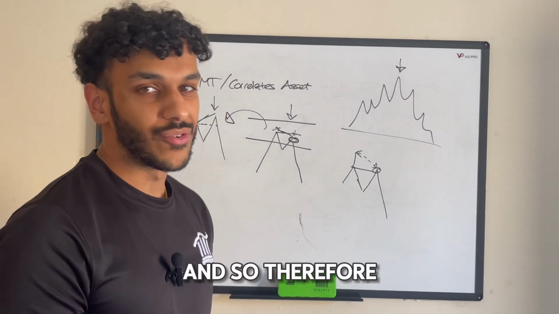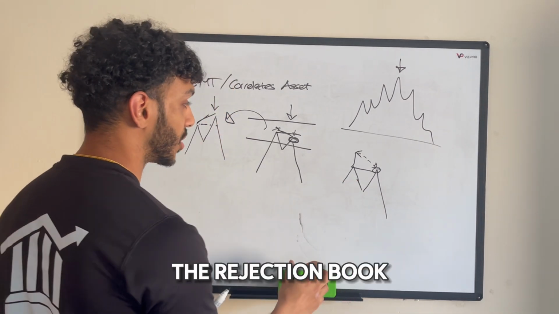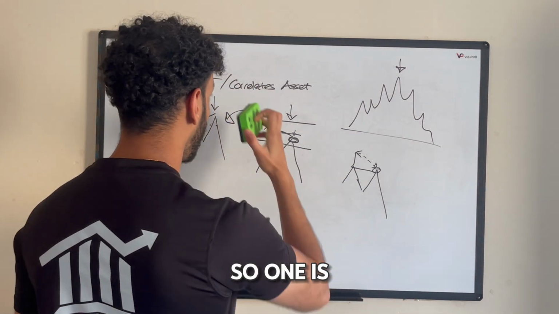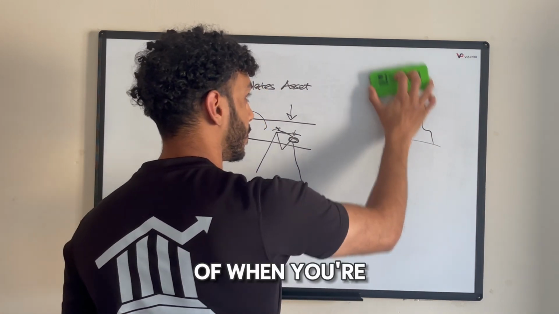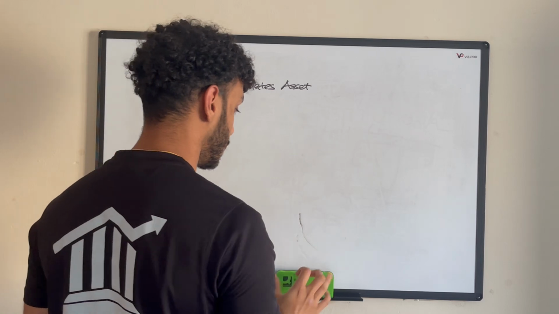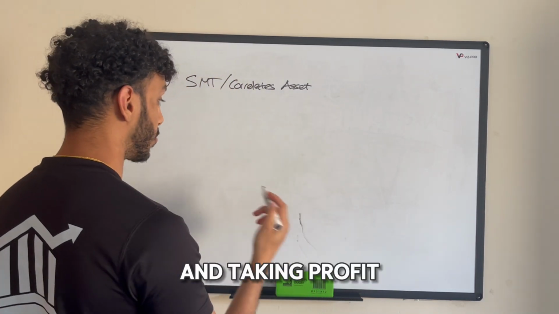And so therefore you don't really need to even include the idea of the rejection block in there, as it just overcomplicates things for no reason. Okay, so one is with the SMT in terms of when you're actually taking an entry, but the other way I like to use it is when you're actually going ahead and taking profit.